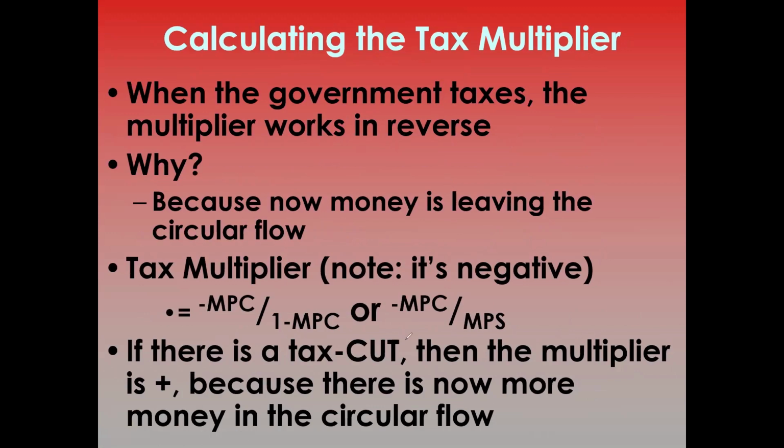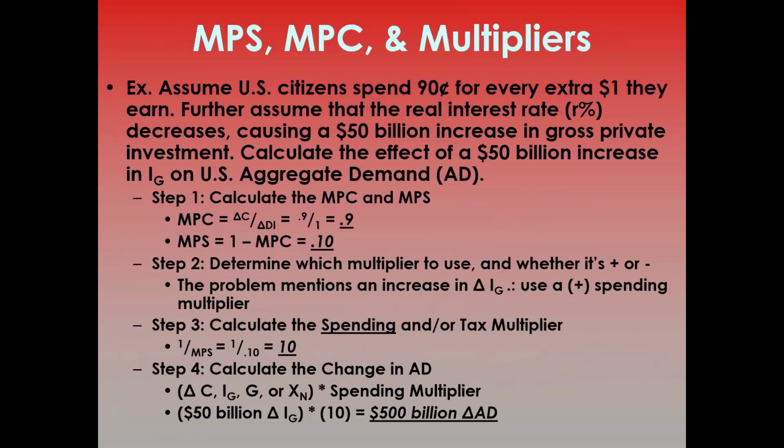So the tax multiplier, this is kind of beyond the scope, so don't worry about this at all. If there's a tax cut, the multiplier is positive because there's now more money in the circular flow.